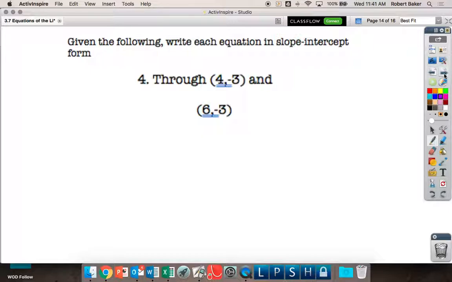Wait a minute. Wait. Is it an undefined line? What?